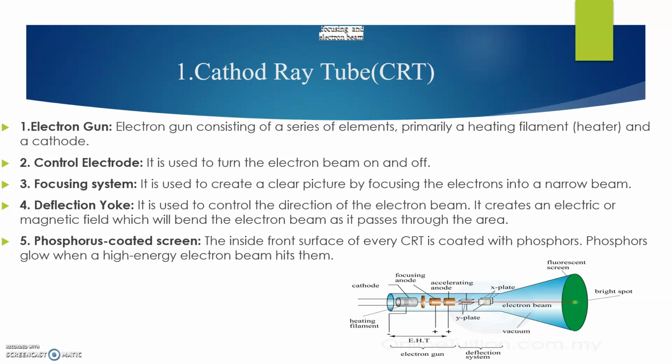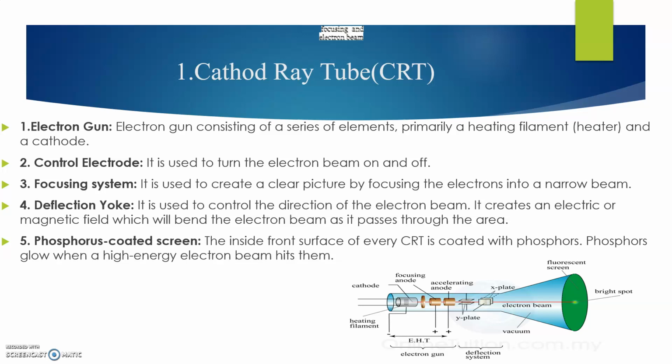What is the control electrode? What do you mean by focusing system, deflection yoke and phosphor coated screen? Control electrode: it is used to turn the electron beam on and off. Focusing system: it is used to create a clear picture by focusing the electrons into a narrow beam. Deflection yoke: it is used to control the direction of the electron beam. It creates an electric or magnetic field which will bend the electron beam as it passes through the area.